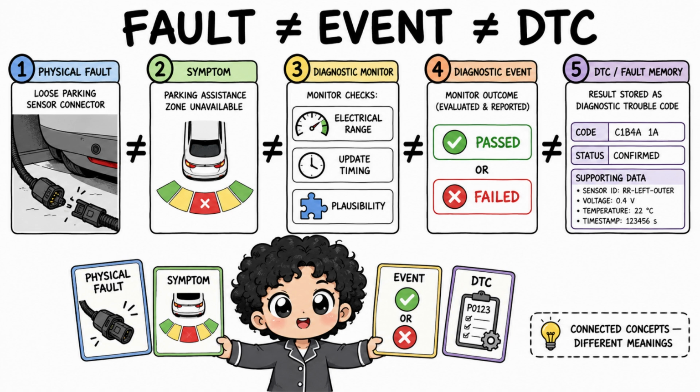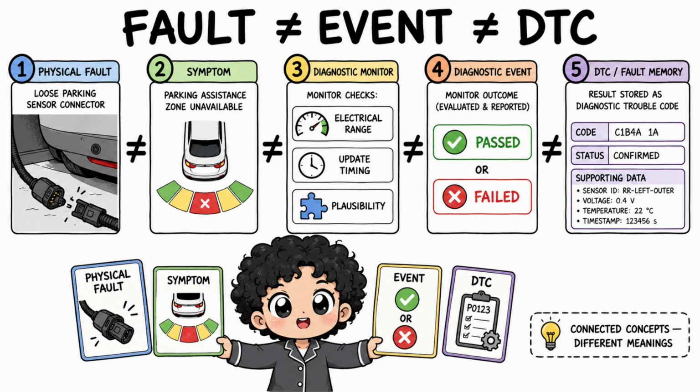A fault is the actual abnormal condition in the system. It could be an open wire, short circuit, failed sensor, communication problem, or software-related failure. A symptom is the visible effect. The parking display may show one unavailable zone, but that symptom alone does not identify the root cause.